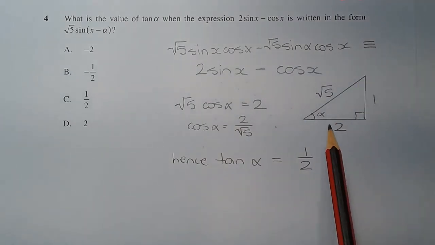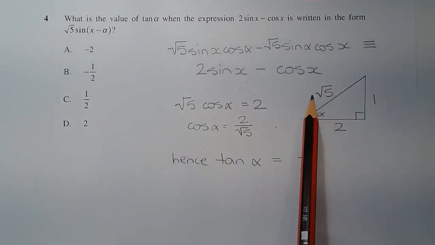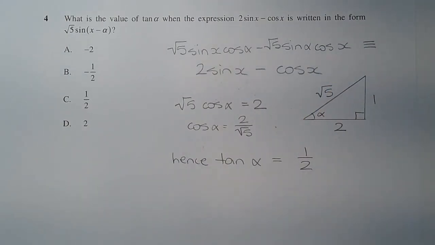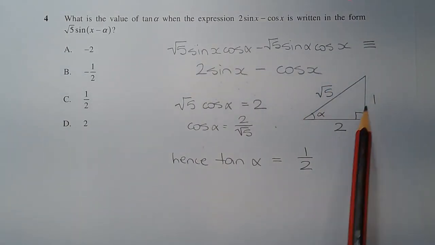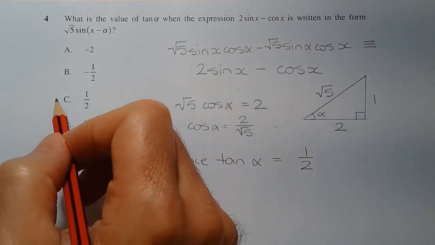The opposite side to alpha can be found by Pythagoras' theorem, and it's equal to 1. So it's root 5 all squared minus 2 squared, which is equal to 1, and the square root of 1 is 1. Hence, tan alpha is opposite over adjacent, which is 1 over 2, which is equal to half. Therefore, the answer is option C.